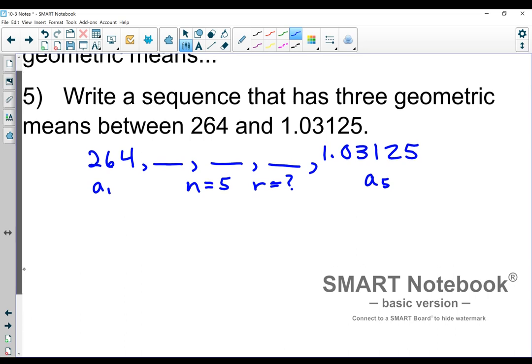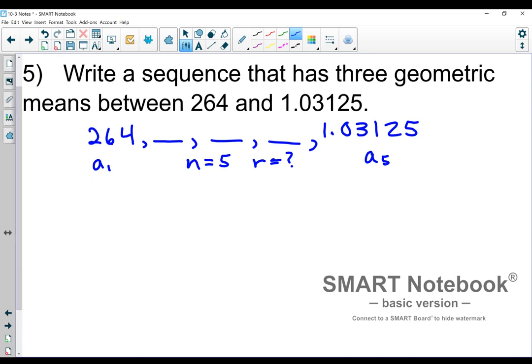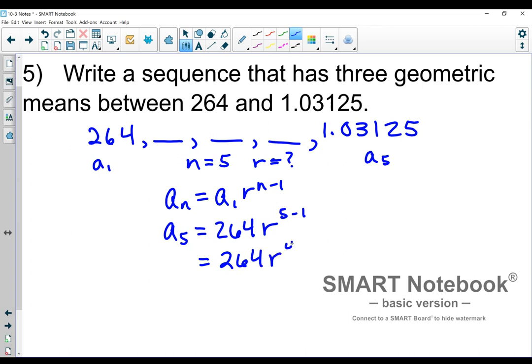So it's kind of the same idea we did yesterday, but now we're working with a geometric mean instead of an arithmetic mean. So we're going to have that geometric formula, and I'm going to go ahead and write it down. We're going to have to use this to solve for R. I'm going to use A sub 5, because I know my 5th term. A sub 1 is 264. R is what I'm going to need to find. And my n would be 5 minus 1 then.